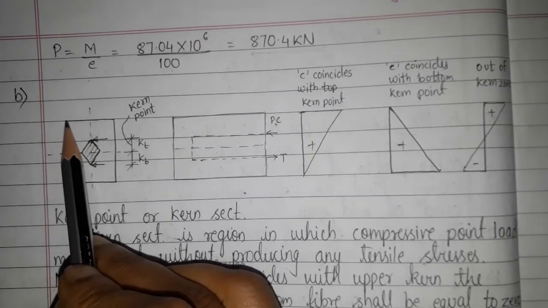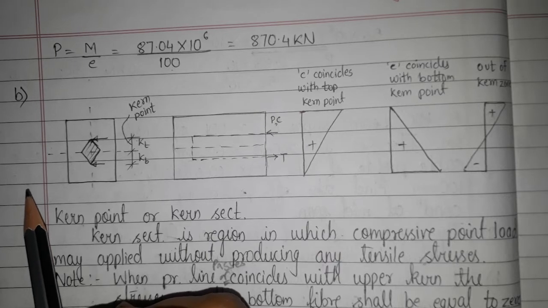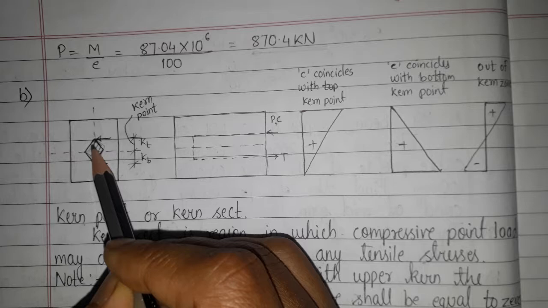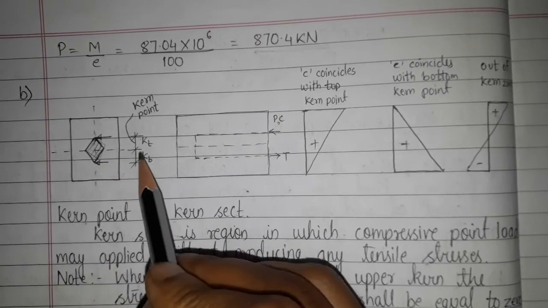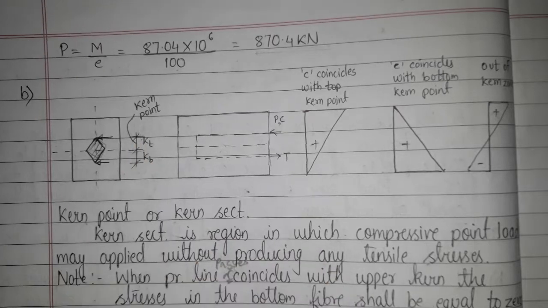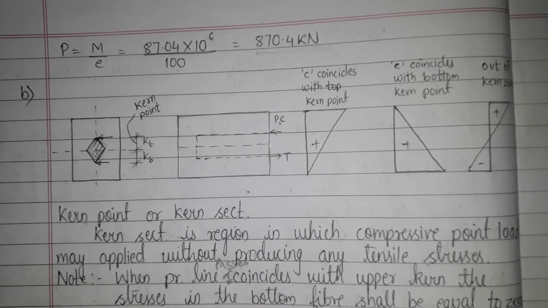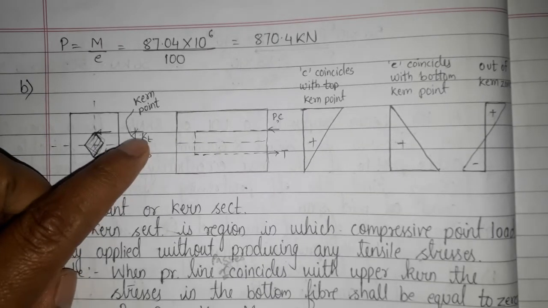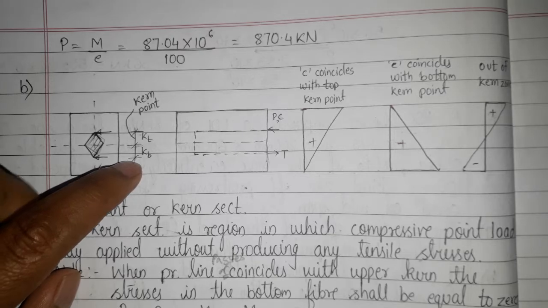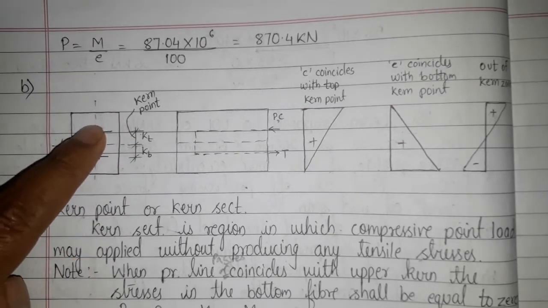Okay, now if you see, this is the cross section of a particular beam section, and this is a zone, or we call it a kern zone. With respect to the center, it is called KT and KB. KT stands for upper kern zone and KB stands for bottom kern zone. T for top, B for bottom. Or kern point. So this is the location of the kern point.